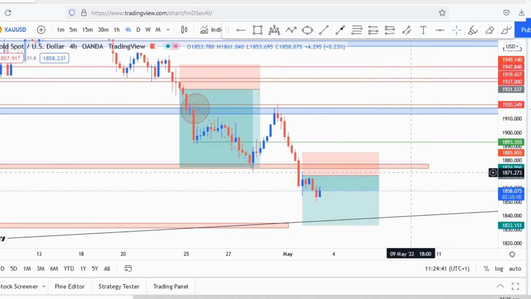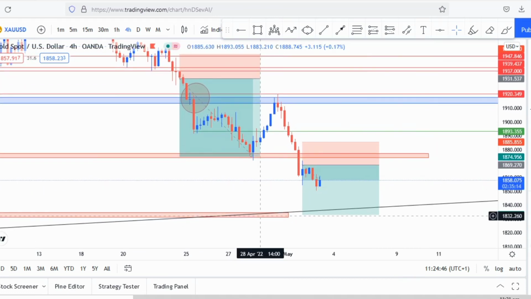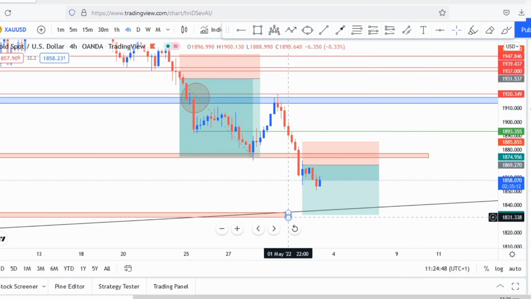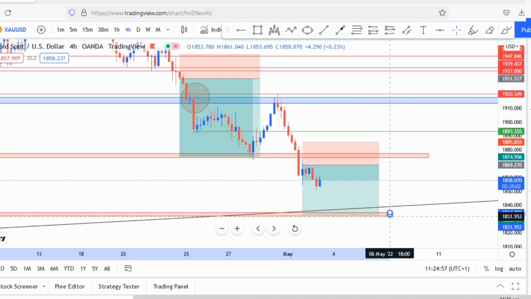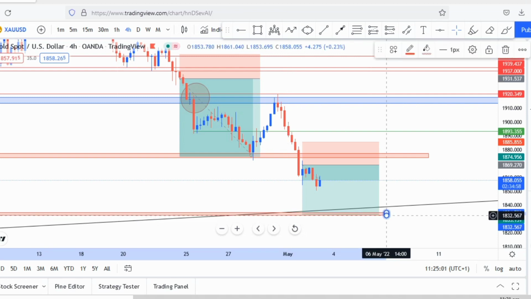So the question now is, how can you capitalize on this move if you're not already on it? Well, I would say there are two things that you can do, but it requires a lot of patience. One, you can be very patient and wait for price to complete this downward move and get all the way down to the support area around the 1833 area.